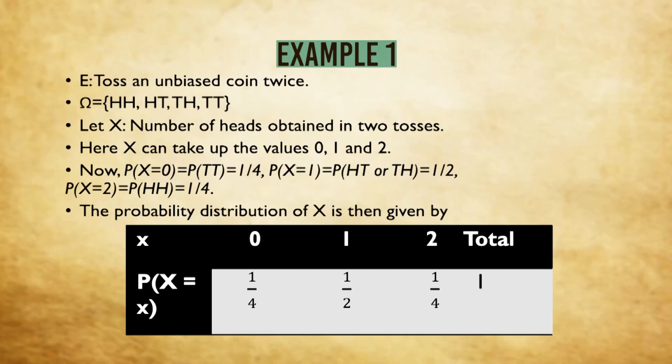Now, if you look at the screen, we have written small x, and in the next row, probability capital X is equal to small x. Now, small x will denote the value of the random variable, while capital X will denote the random variable itself.